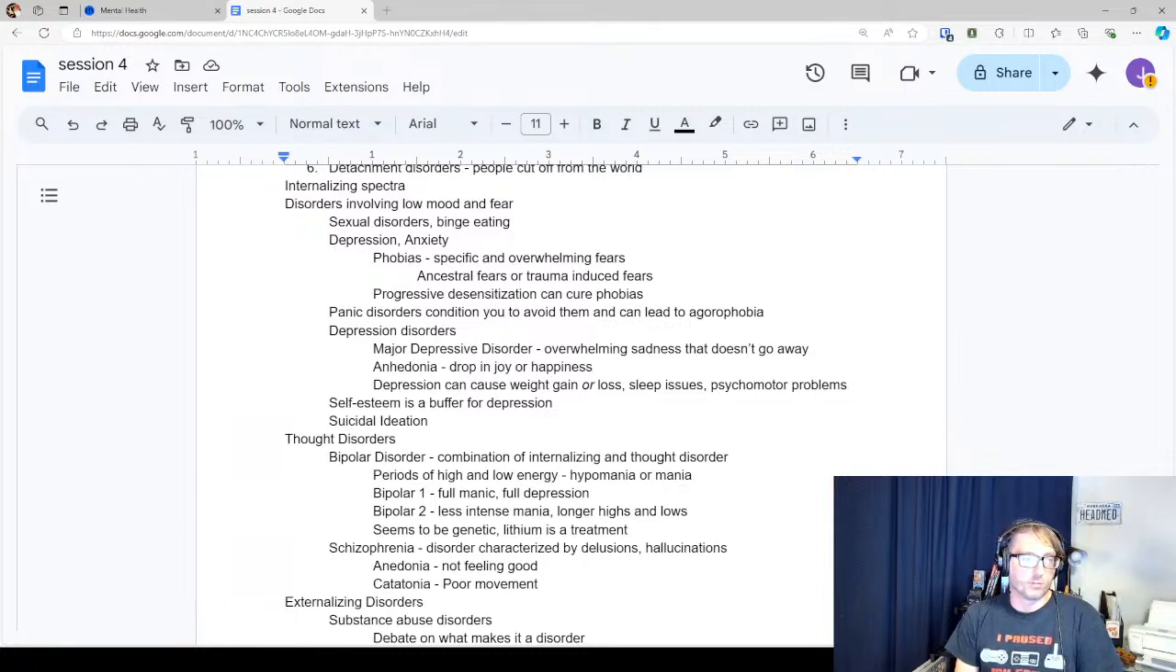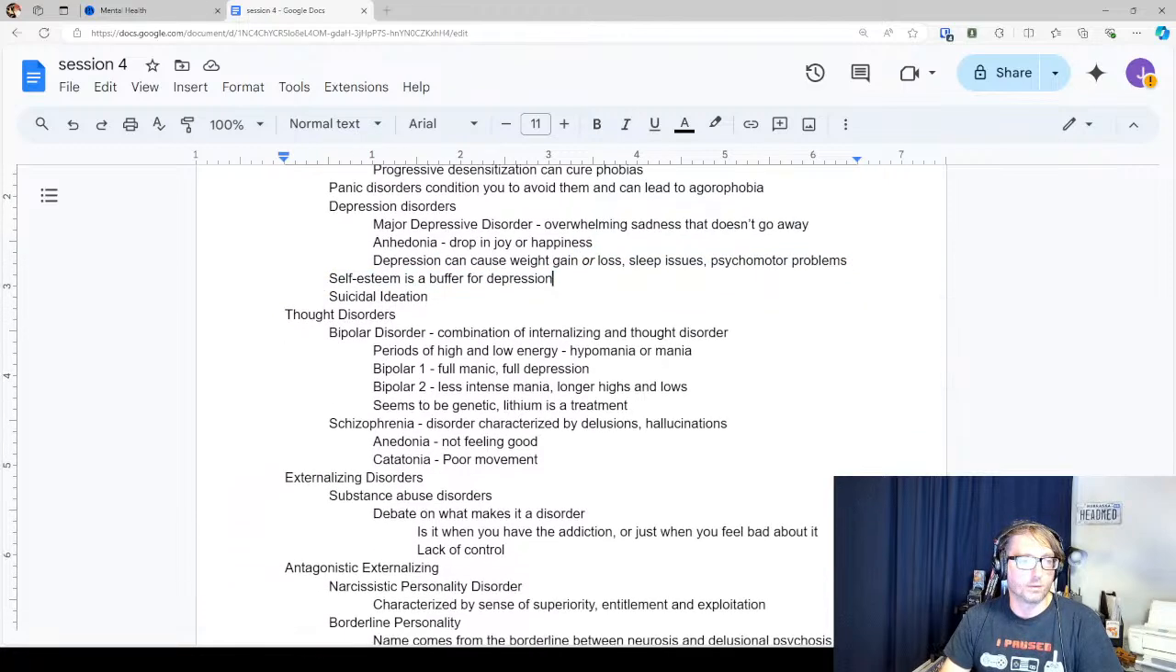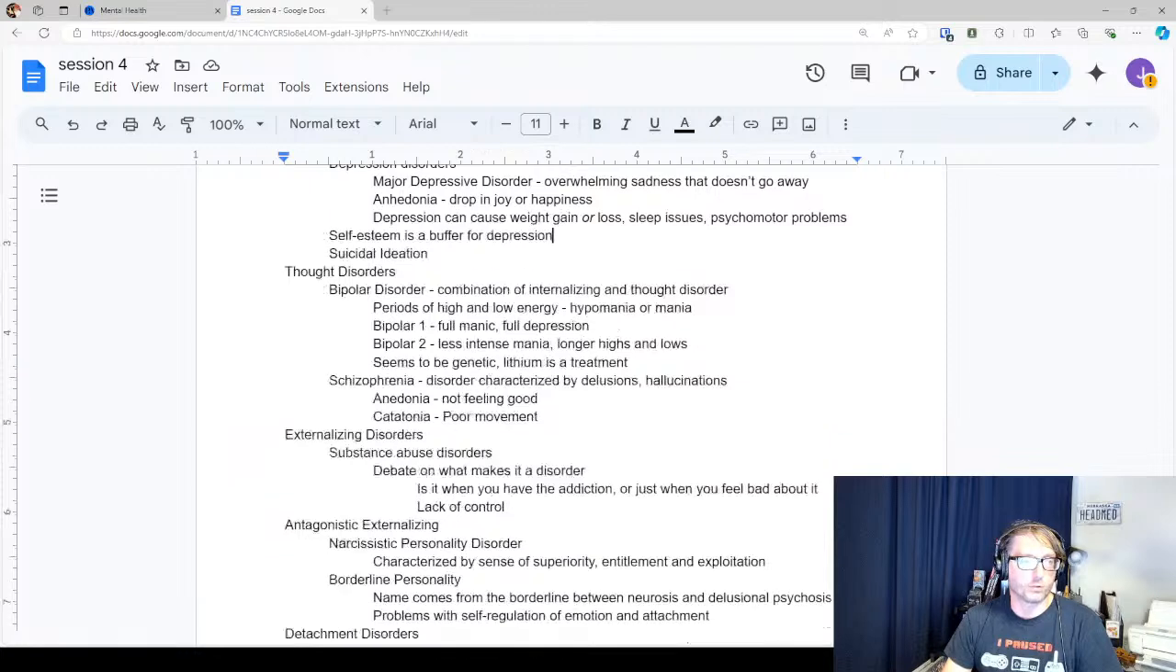So we have the depression disorders, such as major depressive disorder, which is an overwhelming sadness that does not go away, anhedonia, a drop in joy or happiness. Depression can cause weight gain or loss, sleep issues, psychomotor problems, and self-esteem is a buffer for depression. And then suicidal ideation is also a major effect of depression.